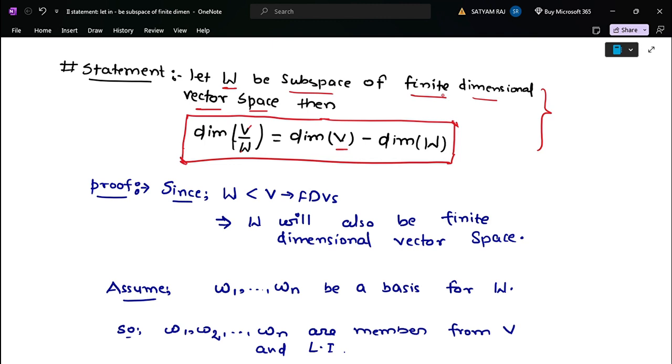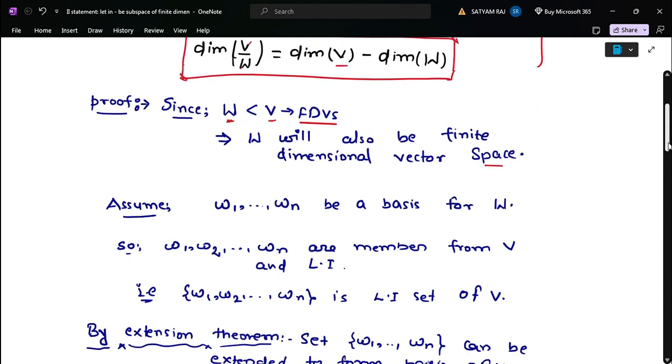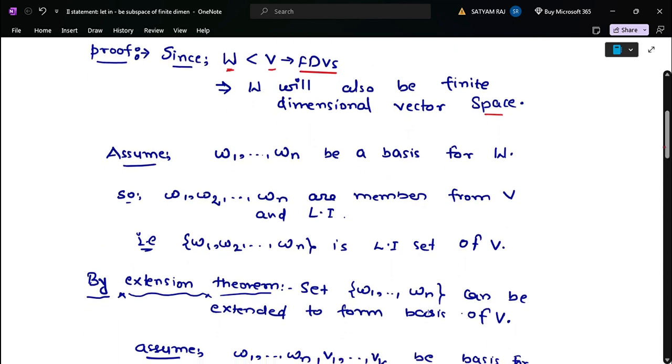Since W is a subspace of the vector space V and V is a finite dimensional vector space, W will also be a finite dimensional vector space. Now, what is meant by a finite dimensional vector space? It means we have a basis of W whose cardinality is finite.